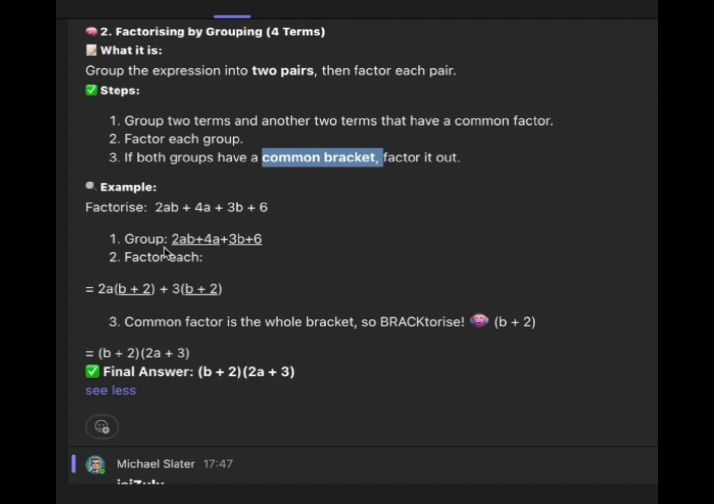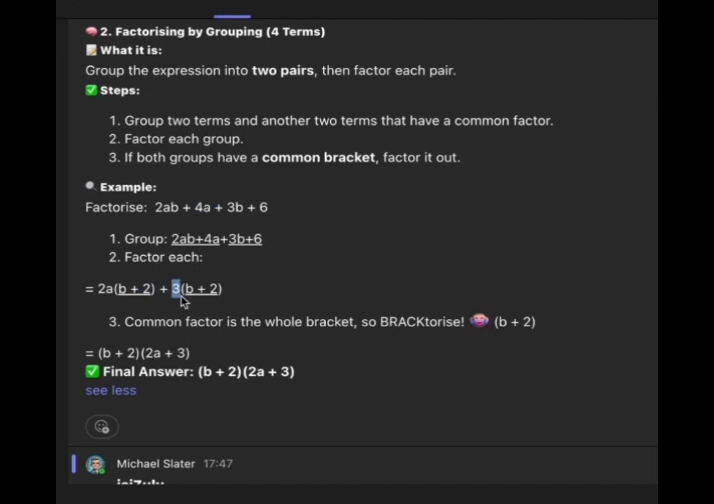So we take out the highest common factor of 2ab plus 4a, and that is 2a. What is left? b plus 2 in the brackets, the same way we did with highest common factors. Quick check. What is 2a times b? It's 2ab. What is 2a times 2? It's 4a. So far, so good.